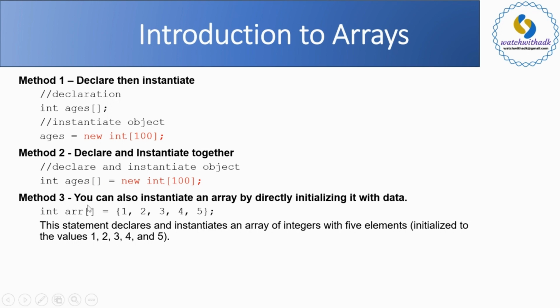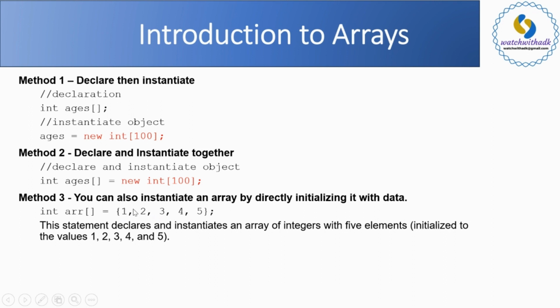Third method is you can also instantiate an array by directly initializing it with the data. So data type, then the identifier name, square brackets, equal to, and in the curly braces you have to provide the values. If you have noticed here, I have not provided the size of the array. It depends upon how many values you are going to specify under these curly braces.